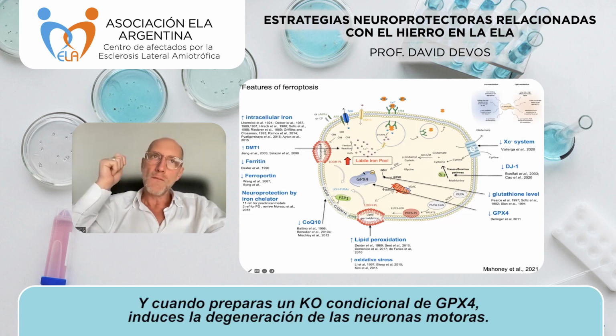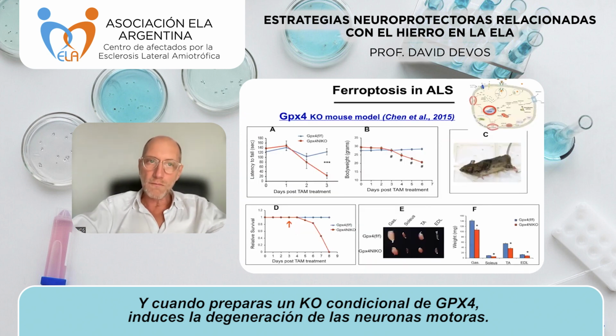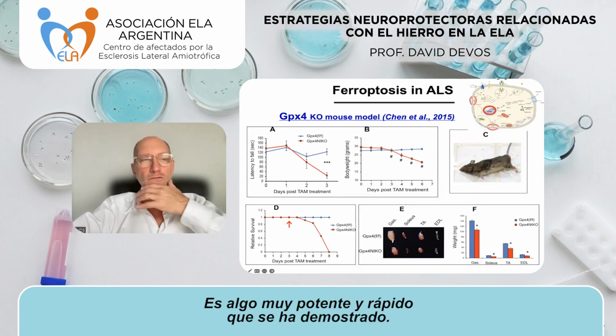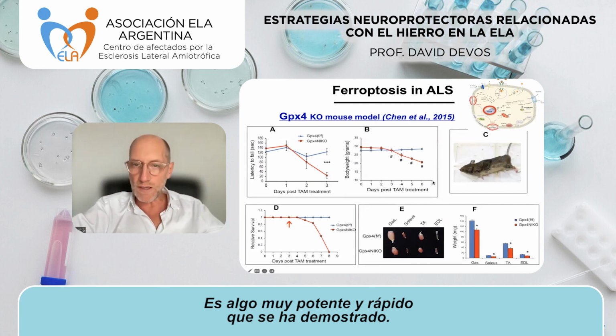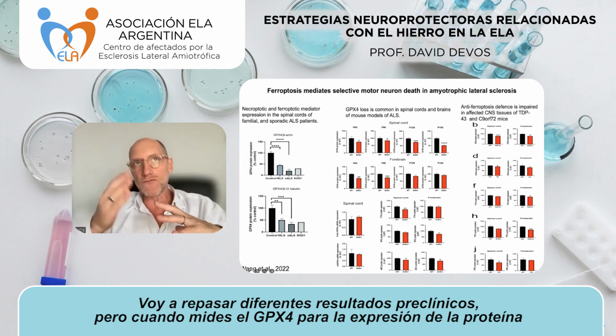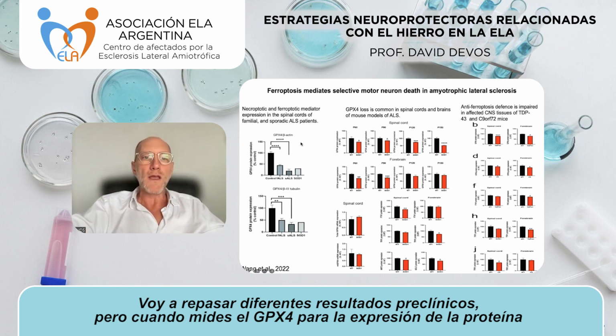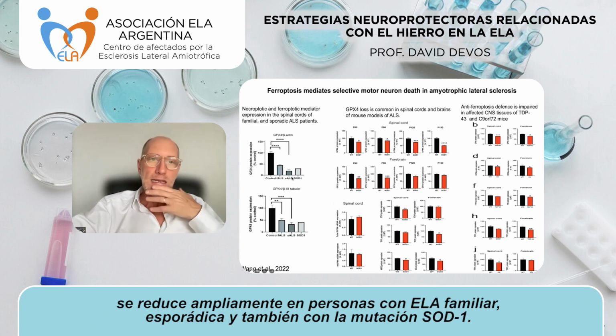And when you make a conditional KO of GPX4, you induce motor neuron degeneration. And it's very fast, very strong, and this has been demonstrated. I will go through different preclinical results, but when you measure the GPX4 protein expression, it is largely reduced in people having familial amyotrophic lateral sclerosis, sporadic amyotrophic lateral sclerosis, or SOD1 mutation as well.